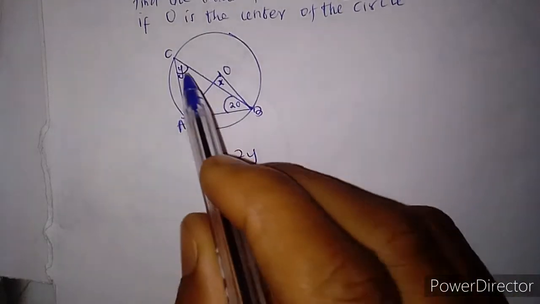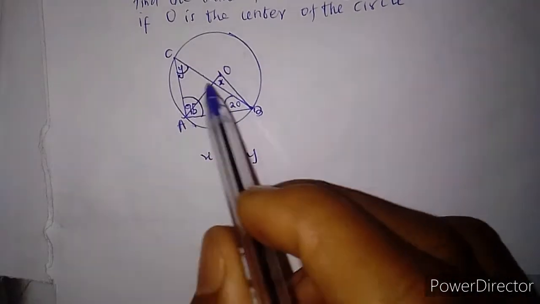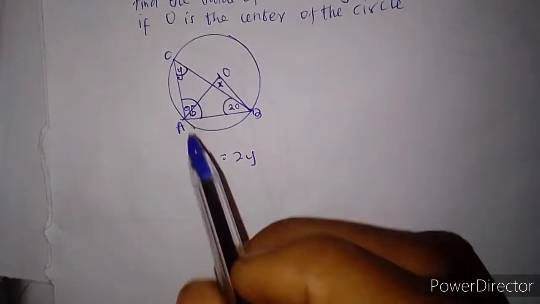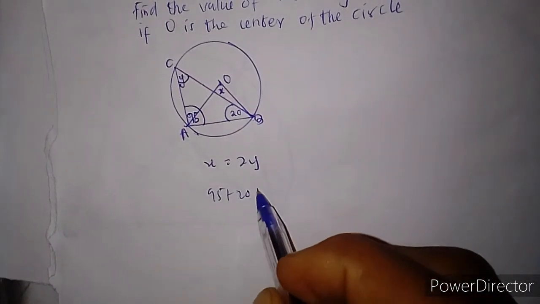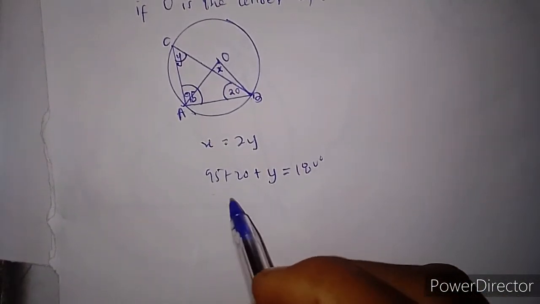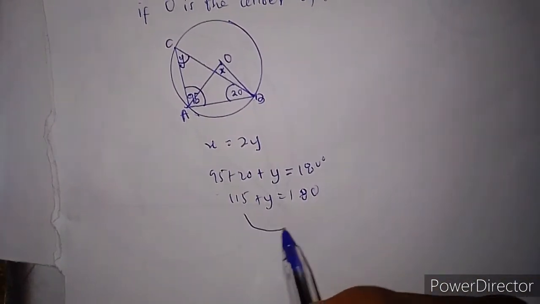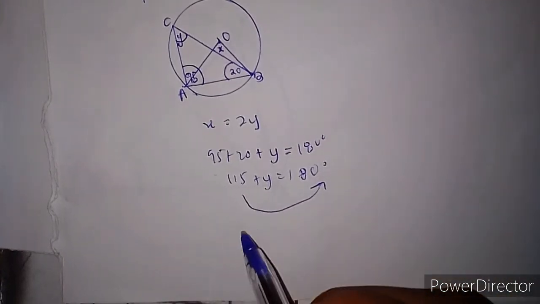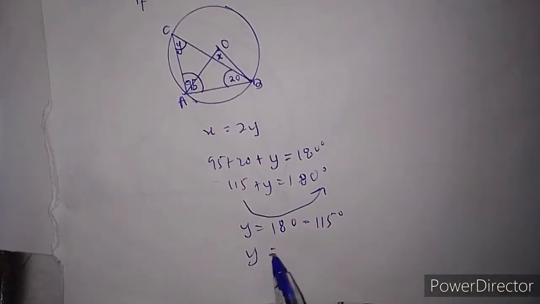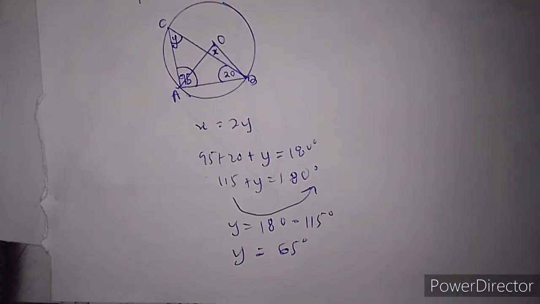And you see, ABC is a triangle. So the angles inside that triangle should sum up to 180. So let's add all the angles in ABC. So it's 95 plus 20 plus y, and we say all the angles should sum up to 180 degrees. So this becomes 115 plus y is equal to 180. Then you make y the subject by sending this one to the other side of the equation. So y is equal to 180 minus 115. So y is equal to 65 degrees. Okay, let's go to the second theorem.